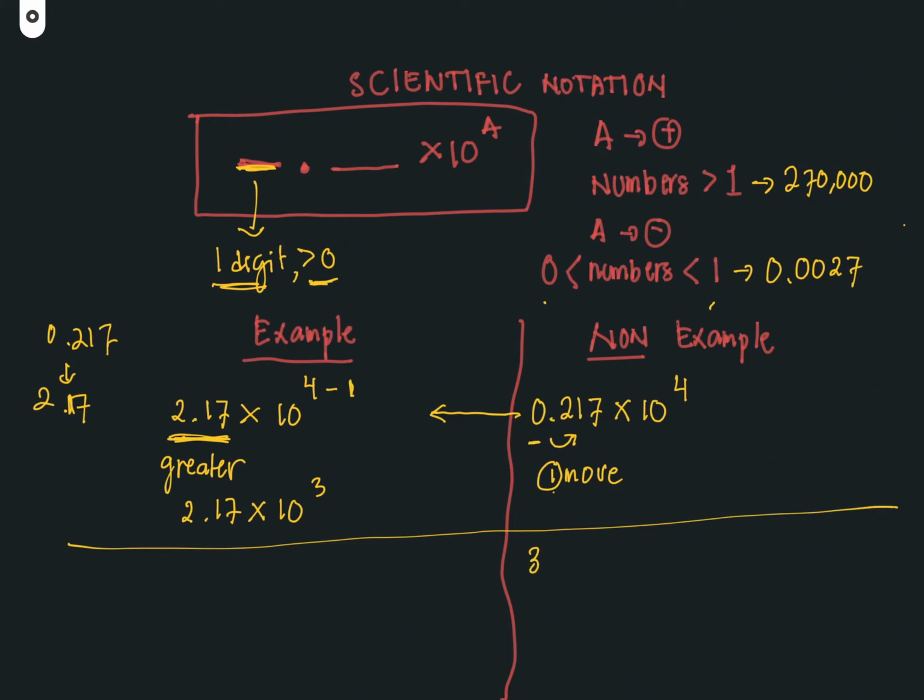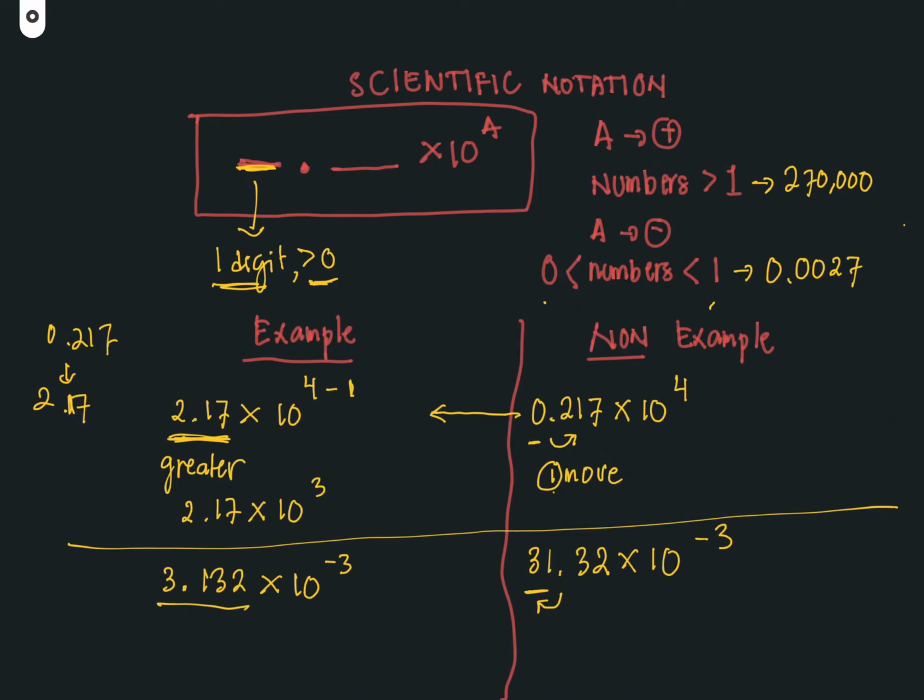Second example is 31.32 times 10 to the power of -3. Again, this is not the right scientific notation format because the number before the decimal has 2 digits. So we're going to change this into 1 digit only. That means we're going to move the decimal to behind 3. So it's going to be 3.132 times 10 to the power of, yep, we're going to change the power.